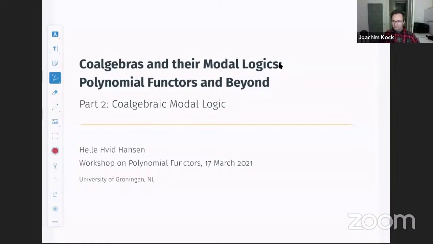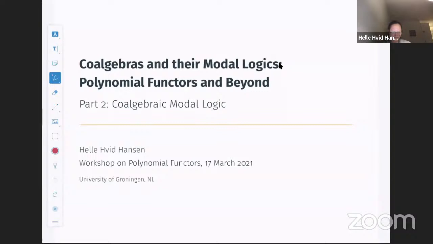So welcome everybody to the third night of the jazz festival. We just learned that it's 4 o'clock in the morning in Manila. So I should feel lucky that it's only 9 in the evening here in Barcelona. So the first talk is Helle, who will continue with her lecture series on coalgebras and their modal logics. Please, Helle. Thank you, Joachim.